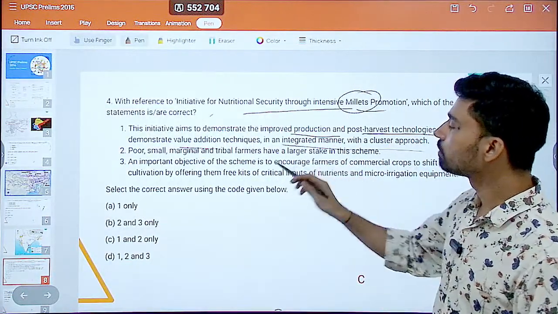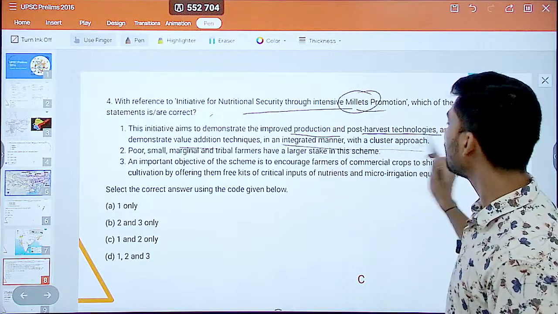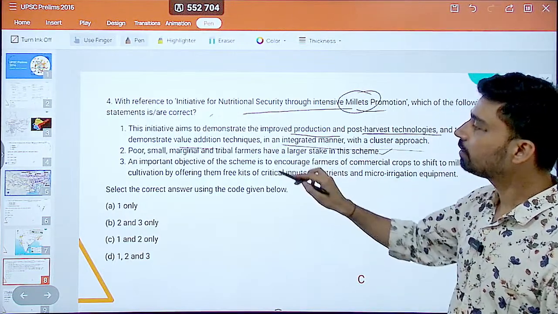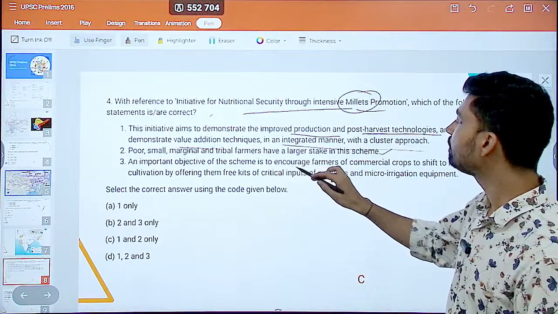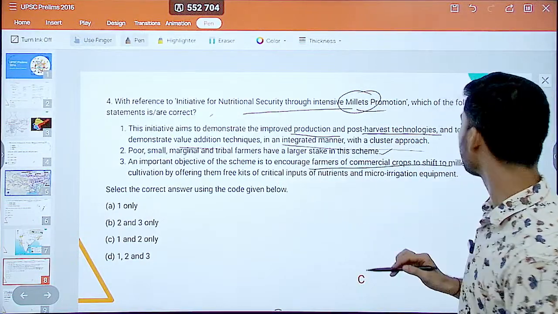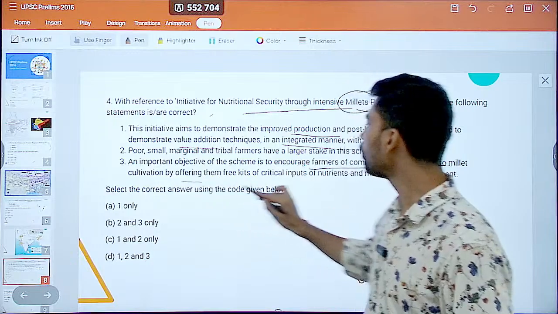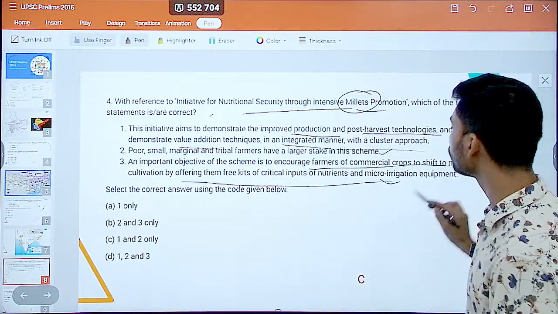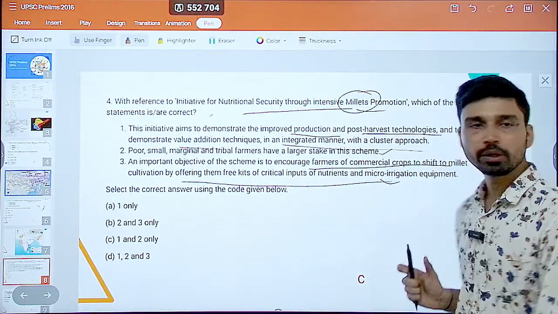Second, poor, small, marginal and tribal farmers have a larger stake in this scheme. And third, an important objective of the scheme is to encourage farmers of commercial crops to shift to millet cultivation by offering them free kits of critical inputs of nutrients and micro irrigation equipment.